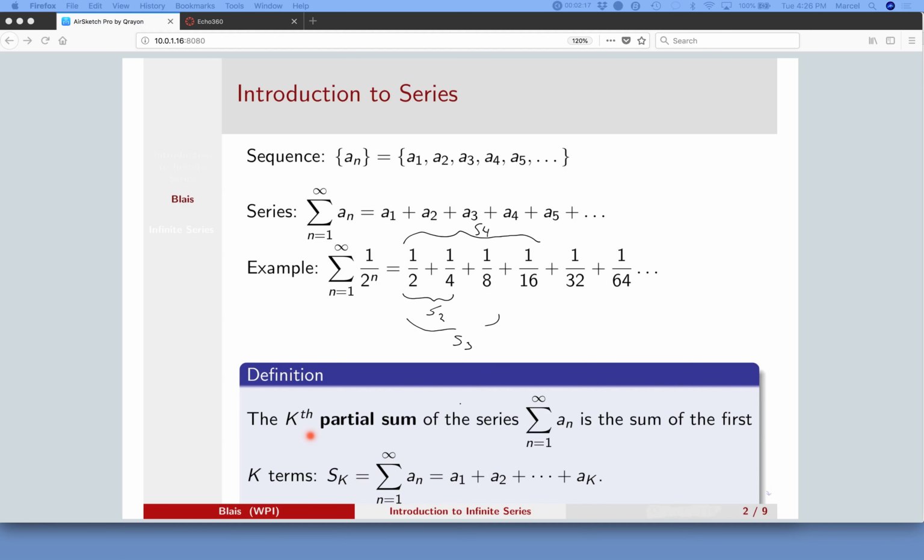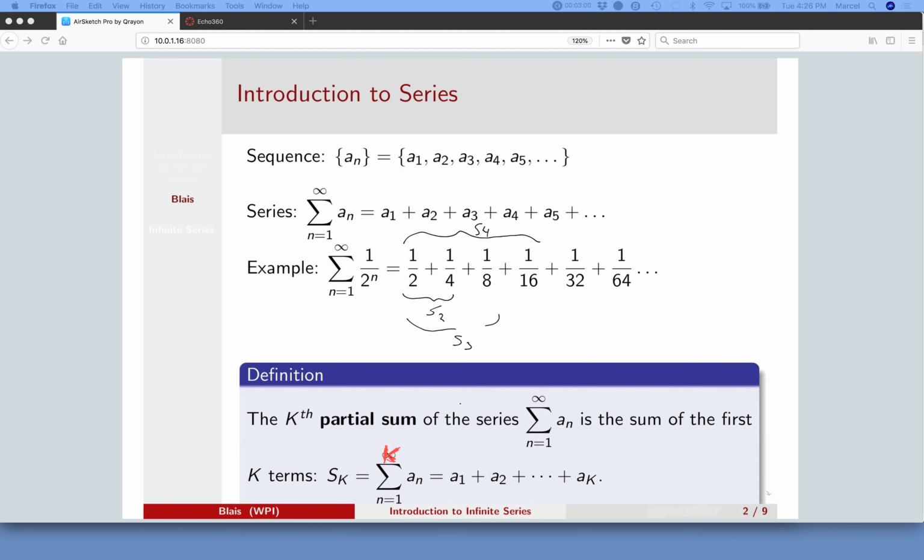And that all comes from this definition here, the kth partial sum. So the kth partial sum of our infinite series is the sum of the first k terms. And there's kind of a key typo there. Instead of infinity, we're summing to k. So we don't know what it means to add all the terms in the series, so we just stop at k. So a1, a2 up to ak. And here were our examples. This is the second partial sum, a half plus a fourth. Third partial sum, a half plus a fourth plus an eighth.